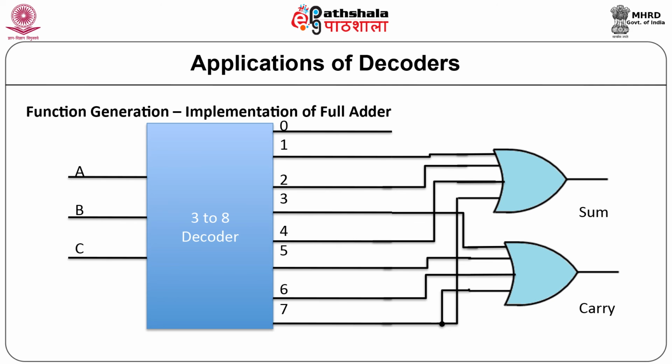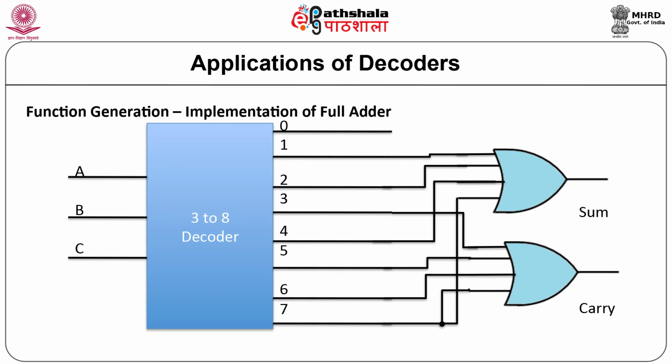Step number 1, let us express the given Boolean function in the sum of min terms. Step 2, choose a decoder to generate all the min terms of the input variables. And third and last step, select the inputs to each OR gate from the decoder outputs according to the list of min terms of each function.